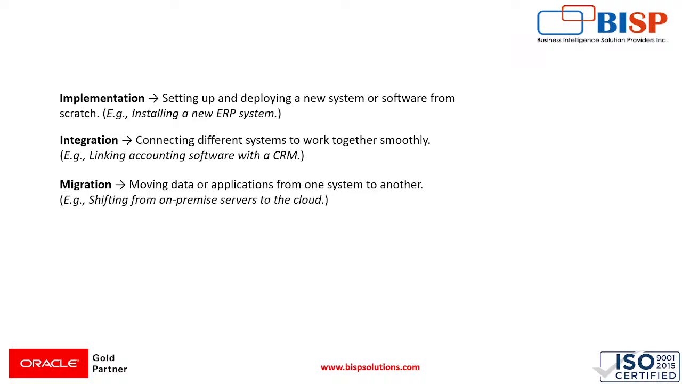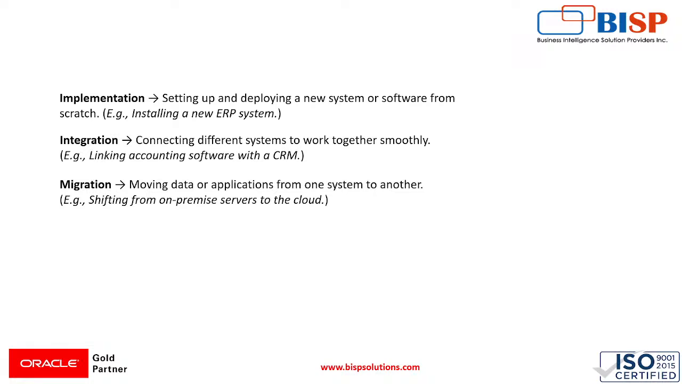The first is implementation, which is a process of setting up and deploying new software. It means setting up a new system, software, or process in an organization. That means we are installing a new ERP and configuring a new system or software into the client's system. It means we are deploying a new ERP system from scratch.